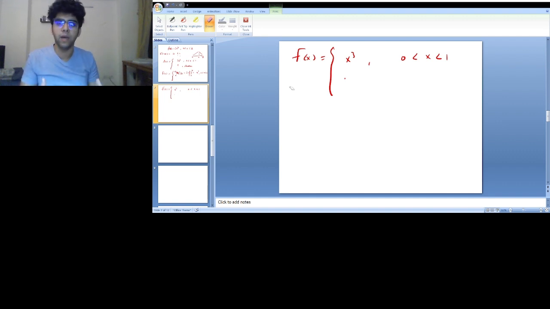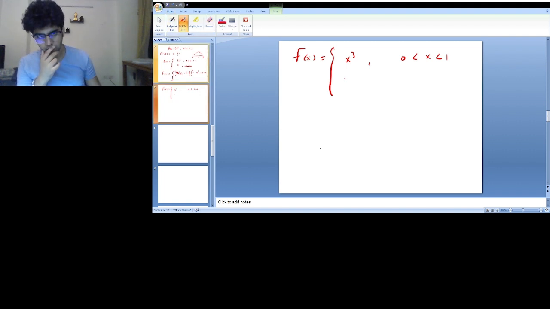But what if my x is greater than 1? So for my x being greater than 1, let me draw the diagram or the bell curve, right?